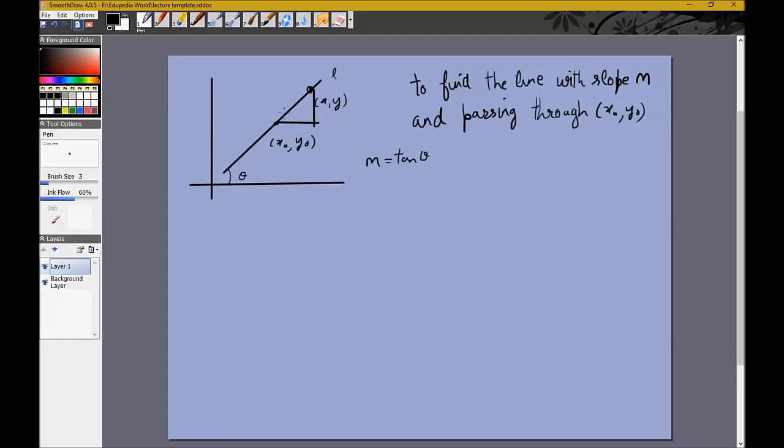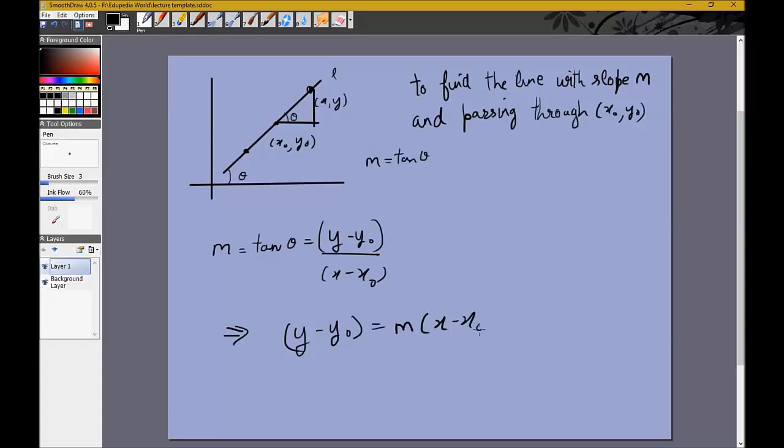We know that this angle is theta. That means we know that m, which is tan theta, is y minus y0 by x minus x0. If we took it here, it would be y0 minus y by x0 minus x, but both of them will be negative, so this will still be the formula that applies. This basically gives us the equation of the line. The equation of the line is y minus y0 is equal to m times x minus x0. This is our final answer. The equation of a line that has a slope m and passes through x0 and y0.